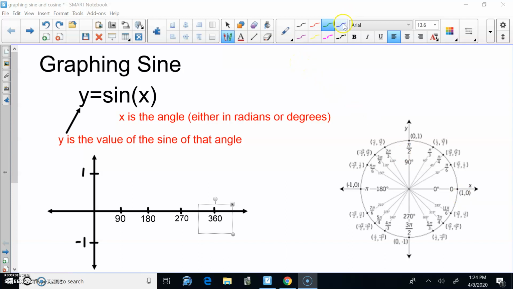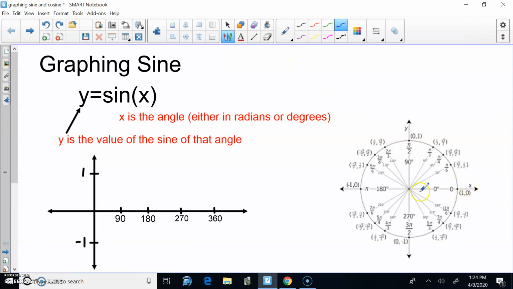But the gist of it is that as you go around the unit circle, starting with 0 degrees all the way to 90, 180, 270, and 360, all the way around, your sine value is equivalent to the y value on the unit circle. So it starts at 0. At a 30-degree angle, it would be 1/2.